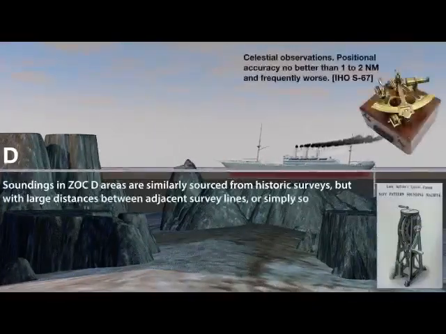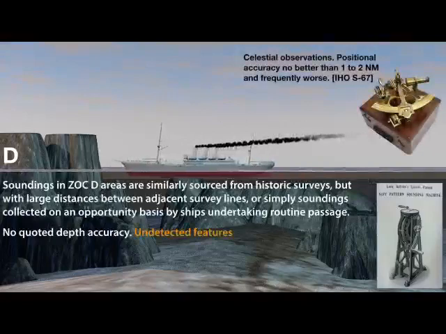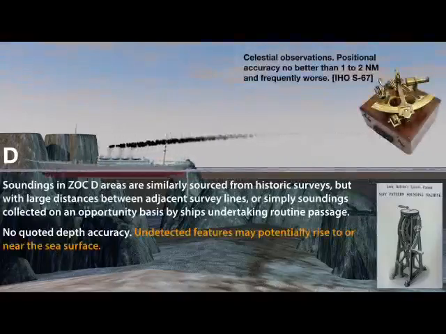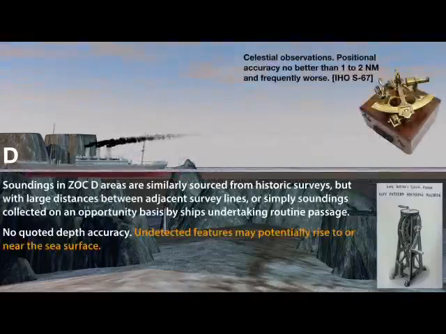CATZOC D surveys are poor. The vessel's position was usually obtained by celestial navigation and could be 2 nautical miles or more in error. Deep sea sounding apparatus was commonly used. There is no quoted depth accuracy, and undetected features may potentially rise to or near the sea surface.